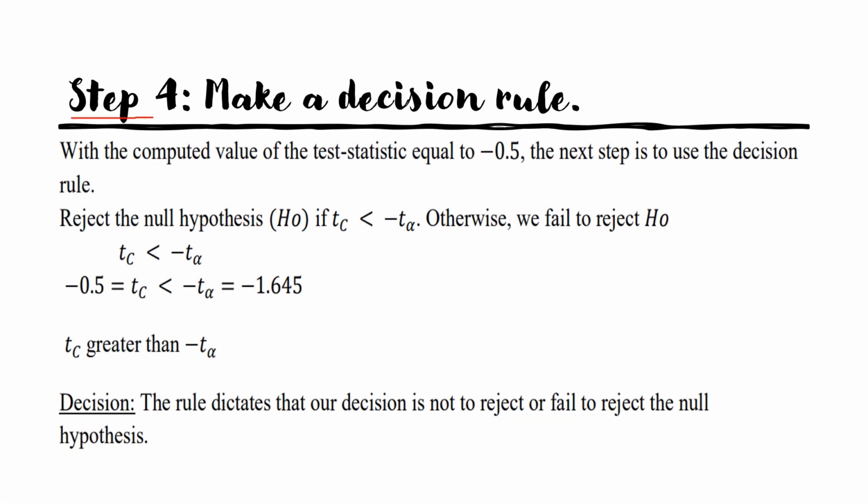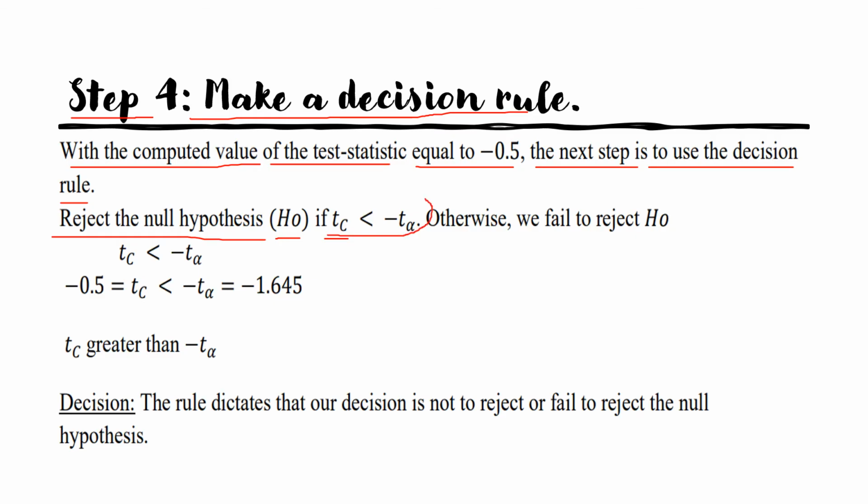So for step number 4, make a decision rule. With the computed value of the test statistic equal to negative 0.5, the next step is to use the decision rule. We reject the null hypothesis H0 if your computed t is less than your negative critical t. We need to satisfy the given condition before we reject your null hypothesis. Otherwise, we fail to reject your H0.